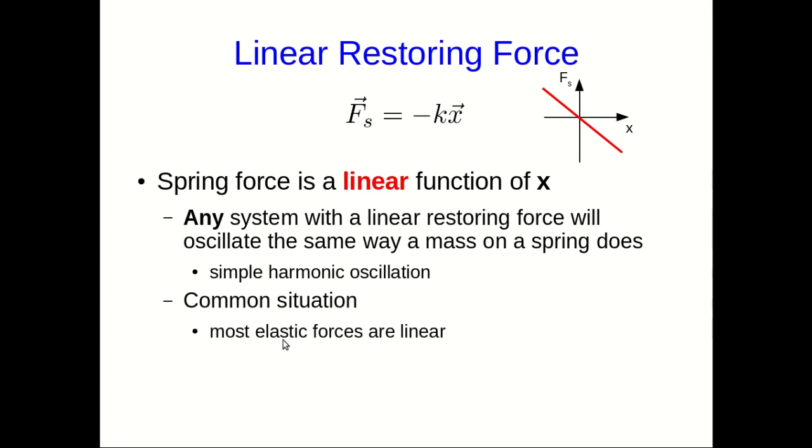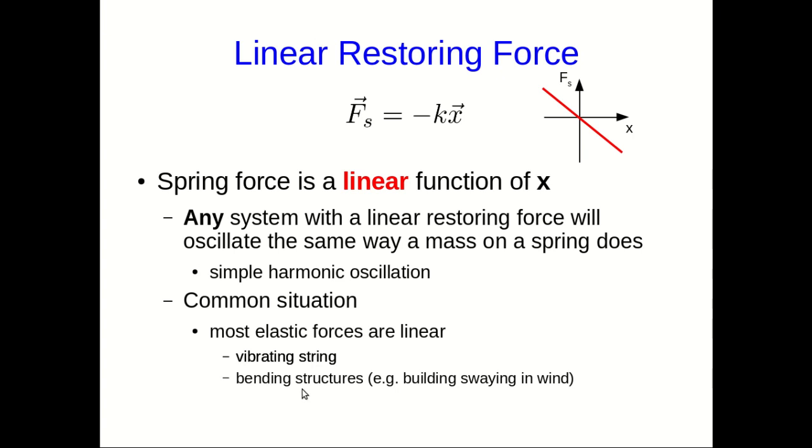For example, pretty much all elastic forces are linear, and so things like vibrating strings and bending structures like buildings swaying in the wind end up having linear restoring forces, and so they execute oscillations that are just like a mass on a spring. But there are some other surprising examples. A pendulum, as long as it does small oscillations, as we'll see, turns out to have a linear restoring force, and so it also oscillates the same way as a mass on a spring does.